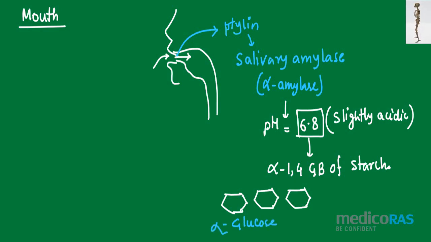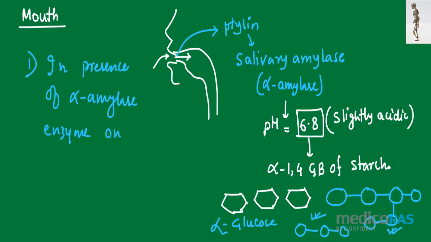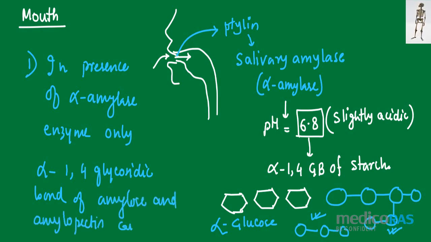Not all the chain will break. So only some glucose units we are going to get, but maximum of them, let me draw the glucose molecule in this format, are actually branched or forming the linear chain of glucose. If it is branched, then this is known as amylopectin, and if it is linear, then this is known as amylose. So what we can write for mouth: in the presence of alpha amylase enzyme, only the alpha 1,4 glycosidic bond of amylose and amylopectin can be digested. I hope this part is clear for everyone.